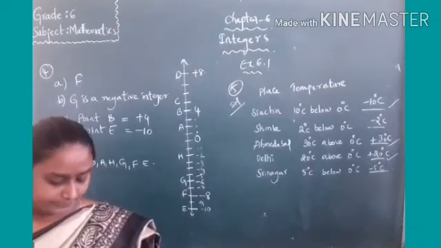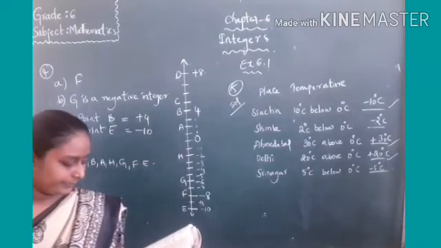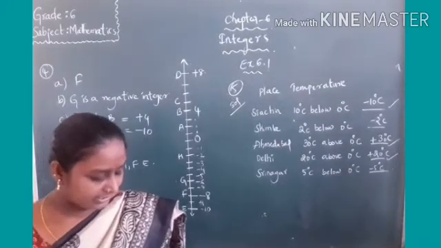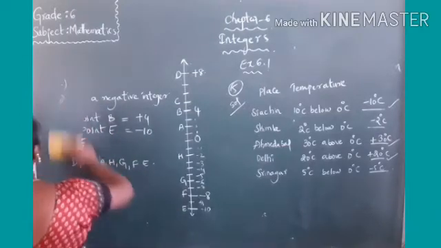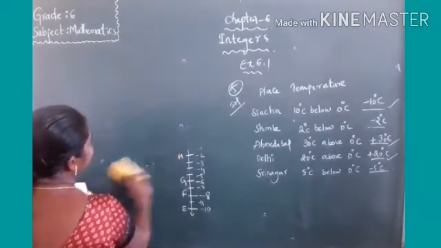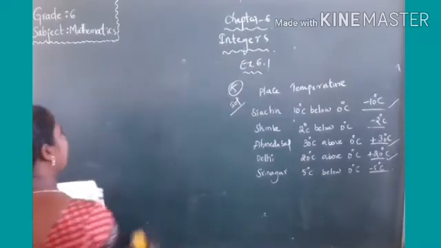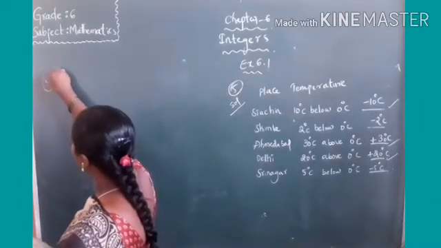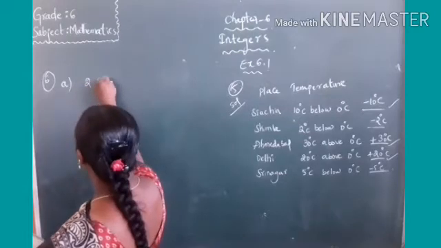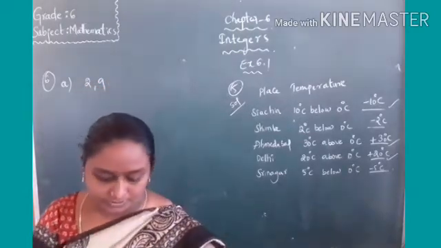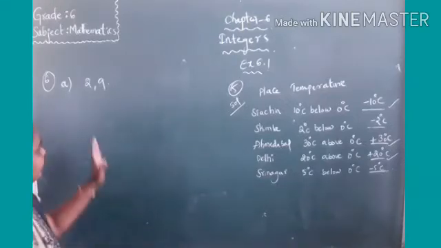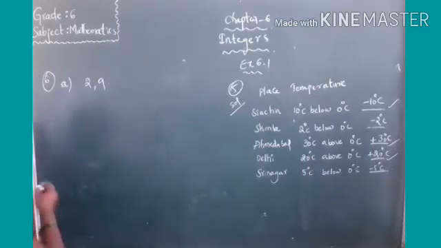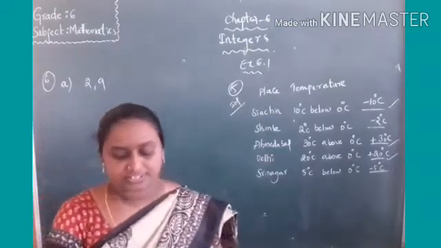Next, the sixth one. In each of the following pairs, which number is to the right of the other on the number line? So on the number line, which integer is to the right of the other? Here, first, 2 and 9.